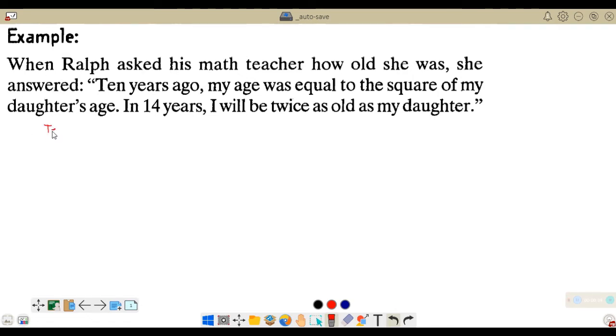Ano ang age ni teacher? So we are going to find the age of the teacher, but hindi niya sinabi yung edad niya. Instead, nag-reference siya doon sa edad ng anak niya at saka edad niya. So she established a relationship between her age and her daughter's age.